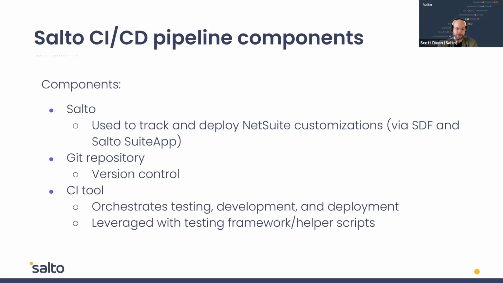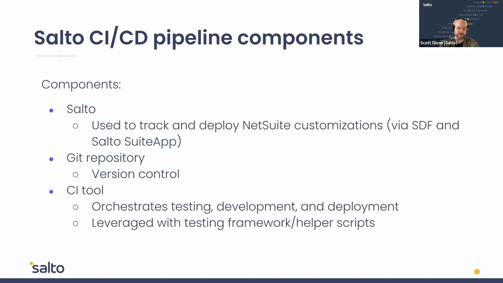And then a Git repository. So Salto can work with any major Git provider: GitLab, GitHub, Bitbucket, Azure DevOps. For the demo today, I'm going to be using GitHub, but just keep in mind, we can work with any Git provider. And then a CI tool.